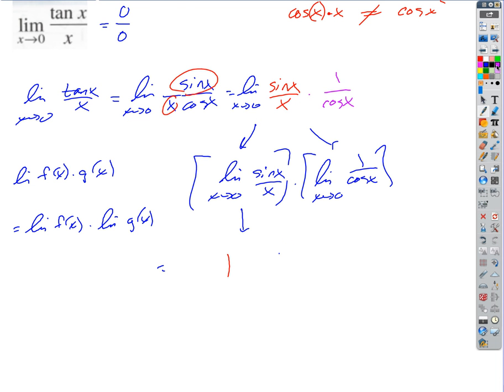This one is equal to what? We'll directly evaluate. As x goes to 0, you already told me cosine x becomes 1, right? So I get 1 over 1. I get 1 times 1. So my final answer is 1.